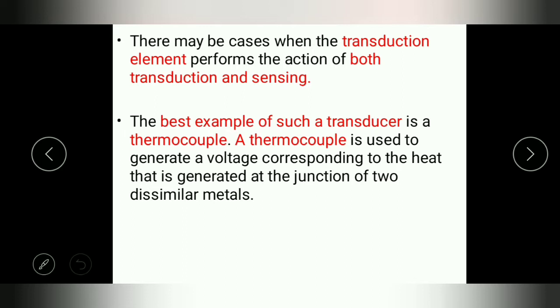We already know the thermocouple. It is an instrument for measuring temperature and it gives output in the form of voltage. A thermocouple is used to generate a voltage corresponding to the heat generated at the junction of two dissimilar metals. We have two dissimilar metals connected at two junctions, and depending upon the type of metal used, the thermocouple will generate some voltage corresponding to the heat generated at the junction of the two dissimilar metals.